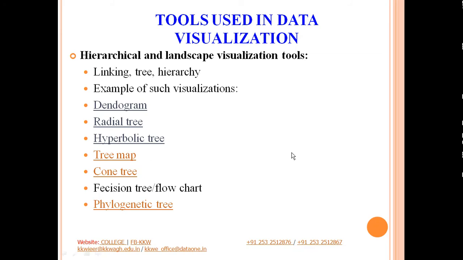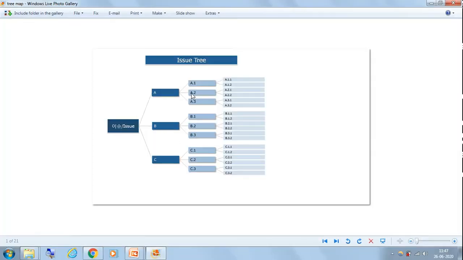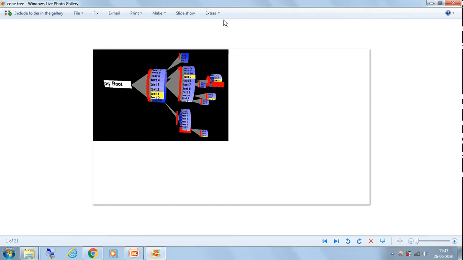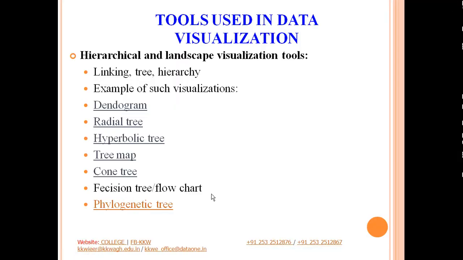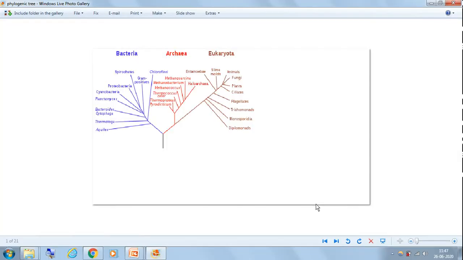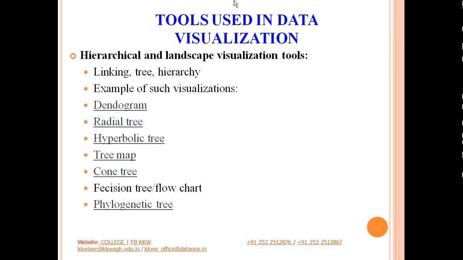Then you have a tree map. So this is how a tree map looks like. Then you have a cone tree. You can see here, these are different cones that are created. So this is a cone tree. Then you have decision tree or flowchart. So it is nothing but your flowchart. You are already aware of what is a flowchart, so I haven't put the snapshot here. Then you have a phylogenetic tree. This is how it looks like. So these are some of the categories of hierarchical or landscape visualization tools.